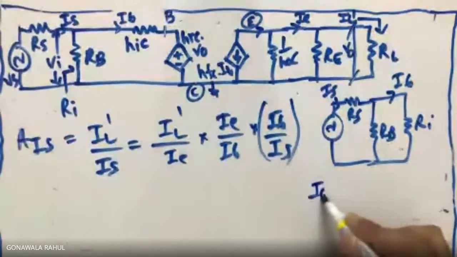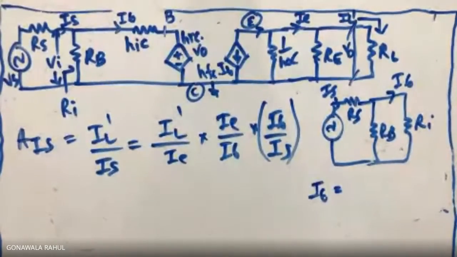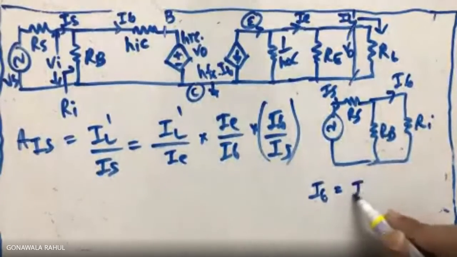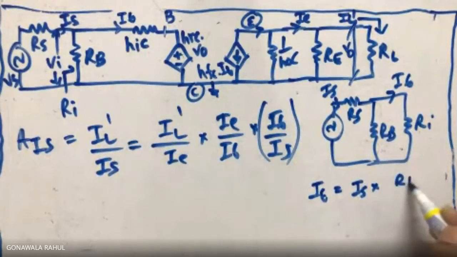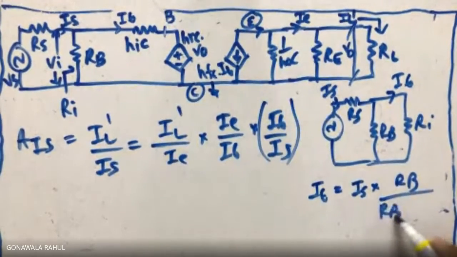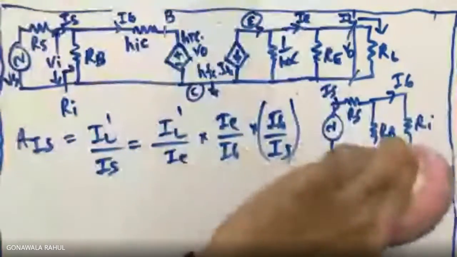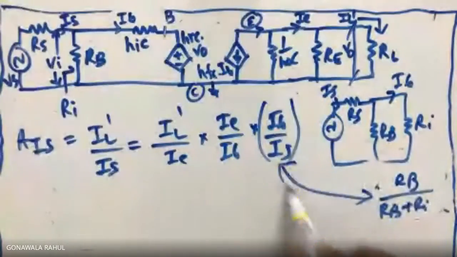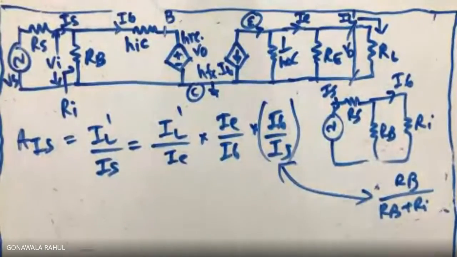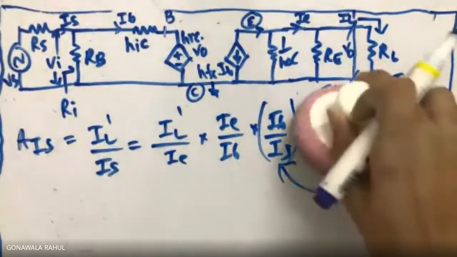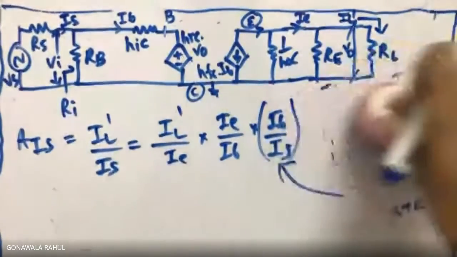What is IB? Applying the current divider rule again. IB is equal to IS into the opposite resistance value, RB upon the total, RB plus RI. So IB by IS is equal to RB upon RB plus RI. So that we have found out. Let's put it as equation number 1 and keep it in mind. This we have derived. Now next.